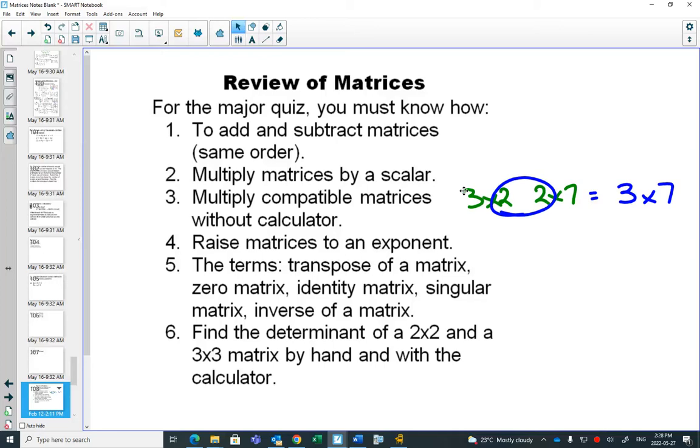Can you square a matrix? Well, you could only multiply or square a matrix if it was a square matrix, because the rows and the columns have to match.